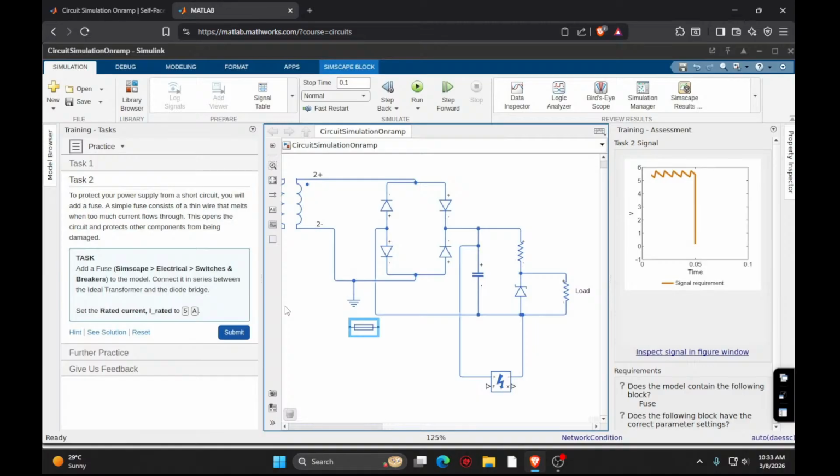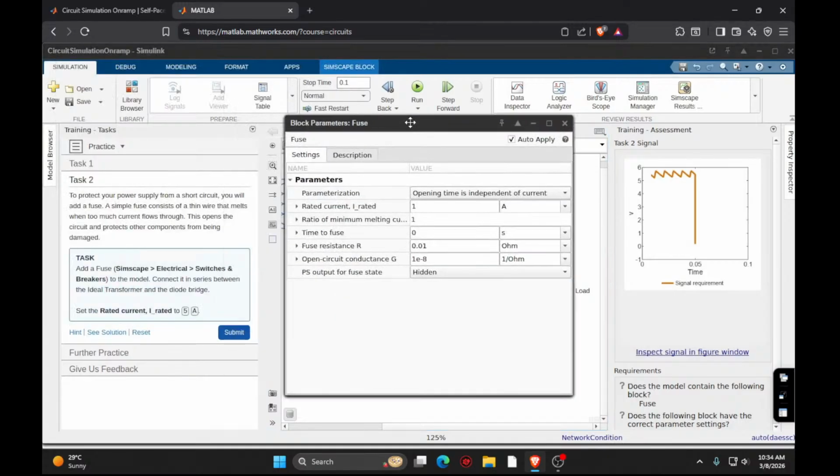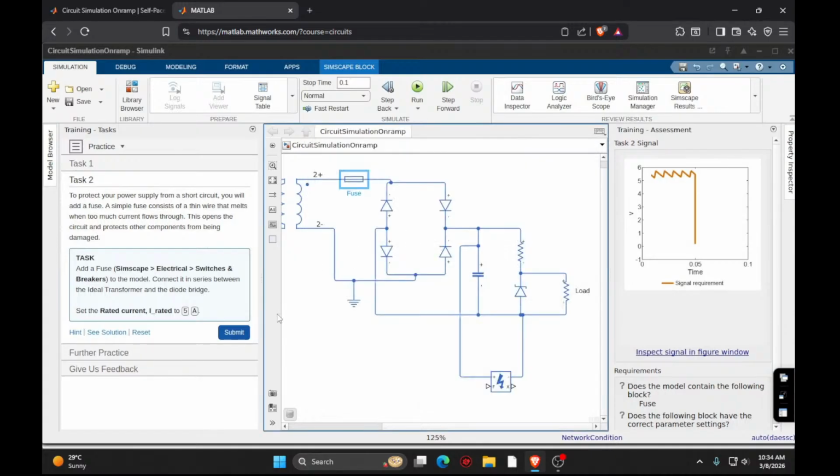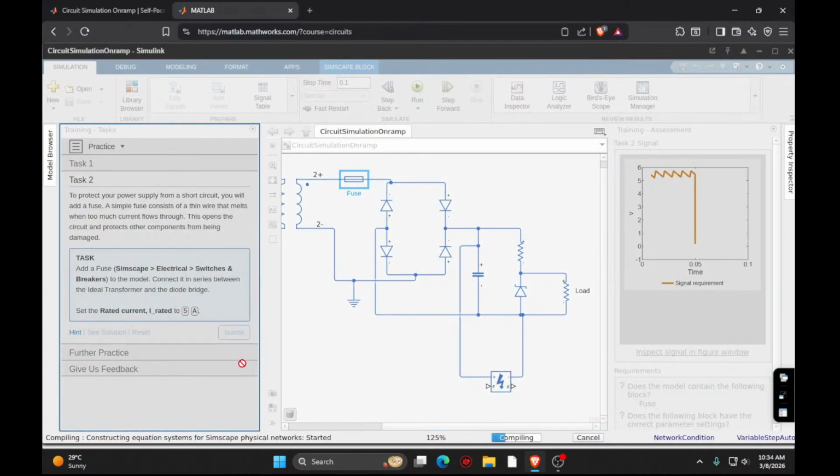Fuse connected between the ideal transformer and the diode. Set the rated current to 5 ampere. Okay. Next, let's go to the next session.